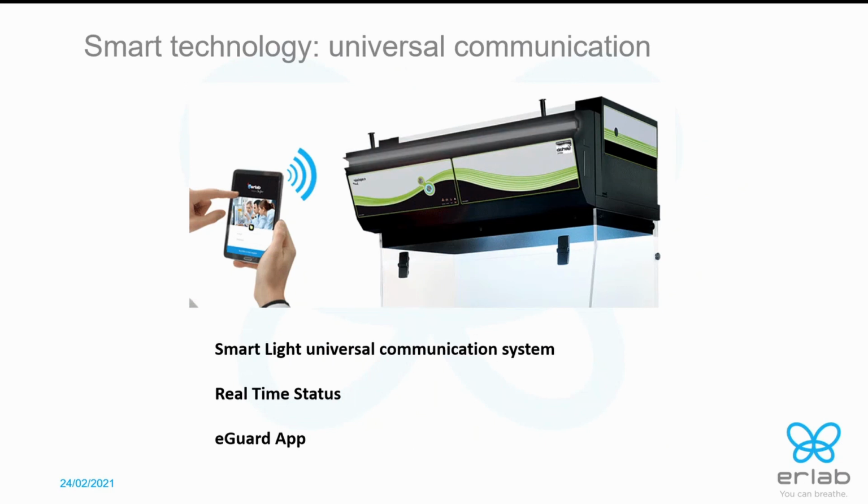Also, what is specific to our ecosystem is what we call the smart technology, which is that all our equipment in the smart range are equipped with the same so-called smart communication system, which gives you alarms in case of issues through pulsing light, as you can see in the slides, but also through specific sounds, beeps, and also, as I just mentioned, there is the possibility to track in real time the status of your equipment through the eGuard app.